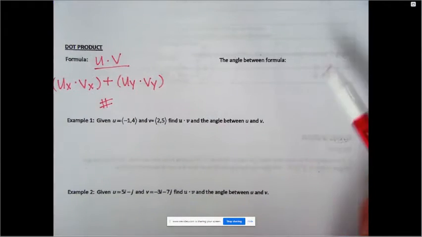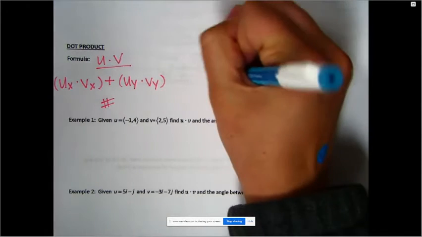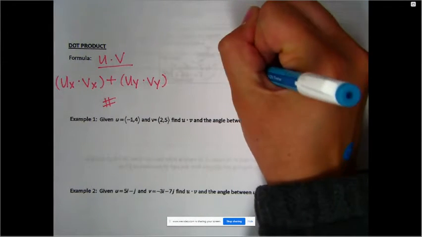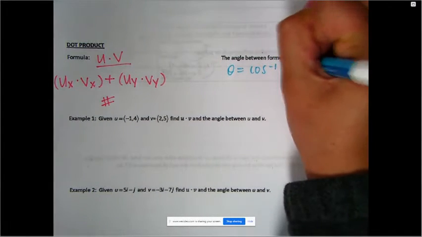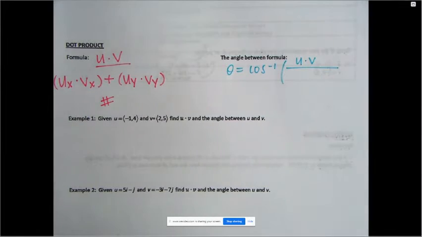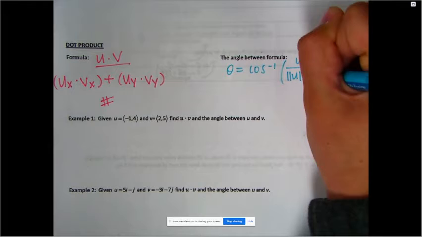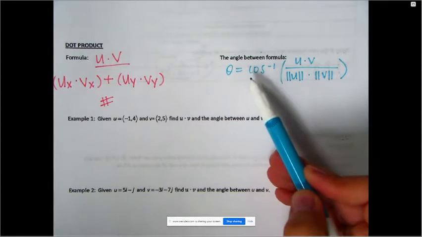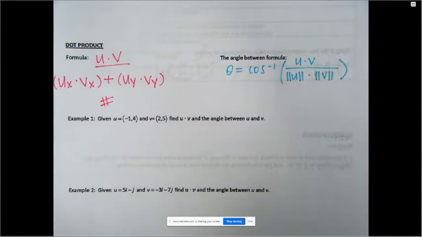The other thing we're going to be solving is the angle between two vectors. When we're solving for an angle, we use theta. The angle between two vectors is going to be cosine inverse because we're solving for an angle. And then you take the dot product in the numerator divided by both magnitudes. So the magnitude of u times the magnitude of v. So when you find the angle between, if you already have the dot product, you just plug that number in the numerator. So let's practice doing these two things.